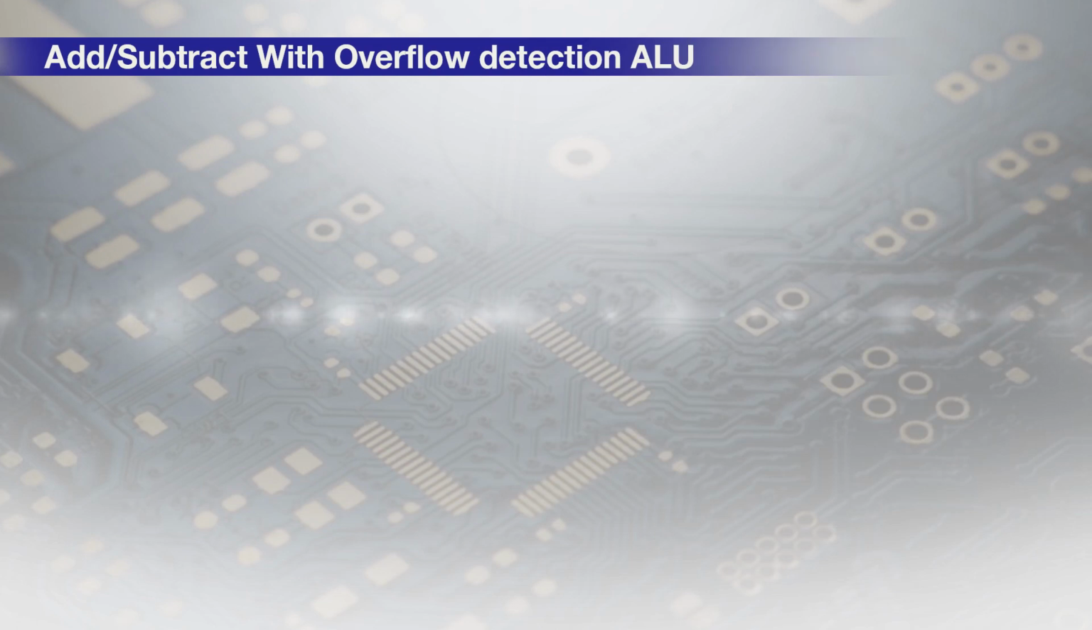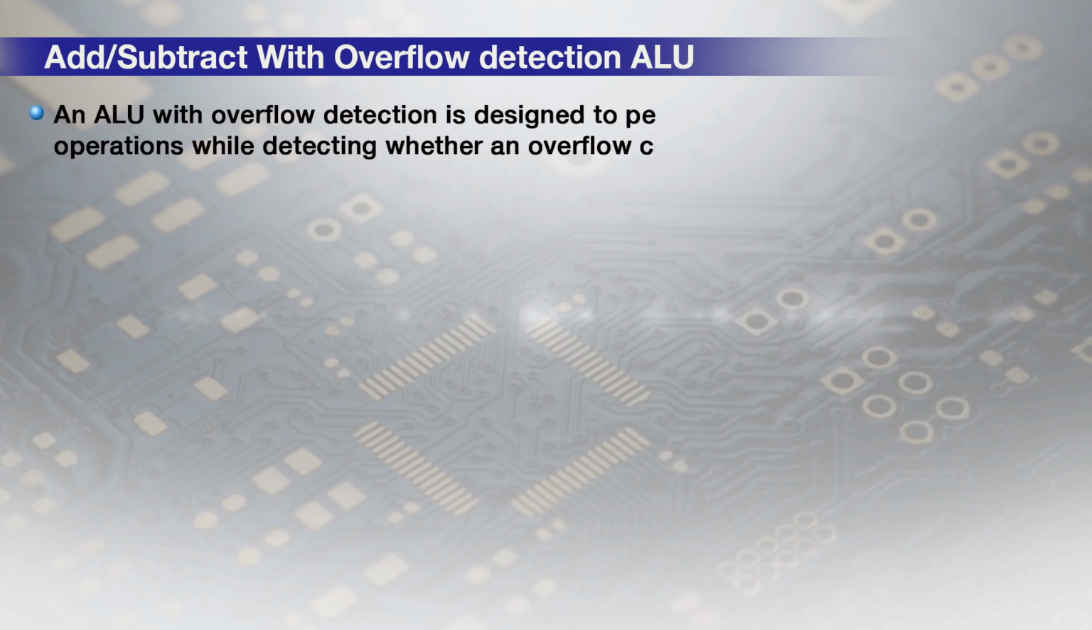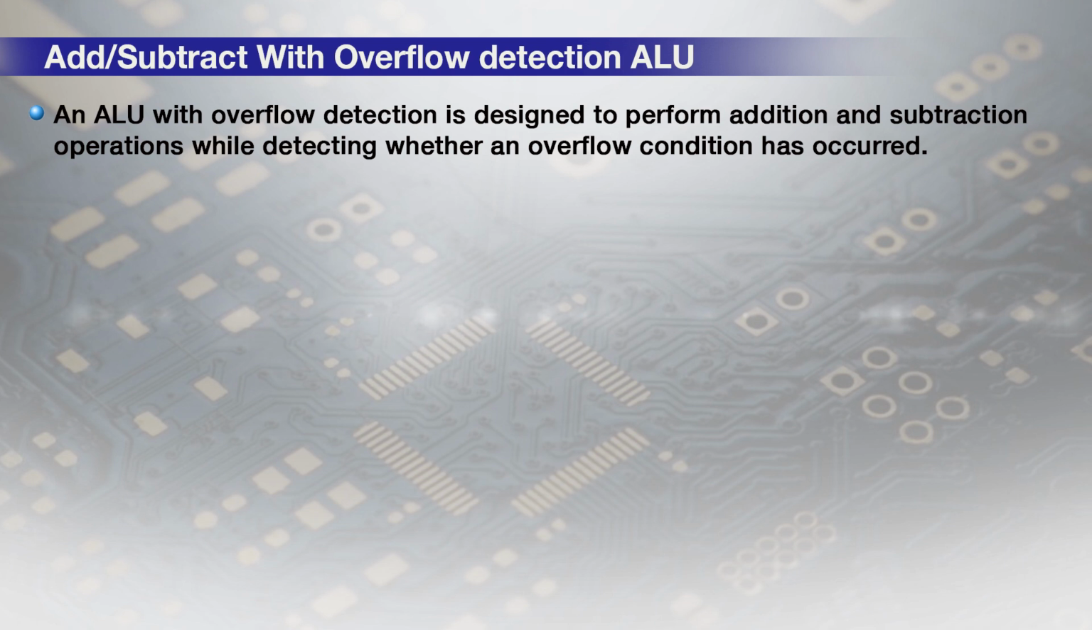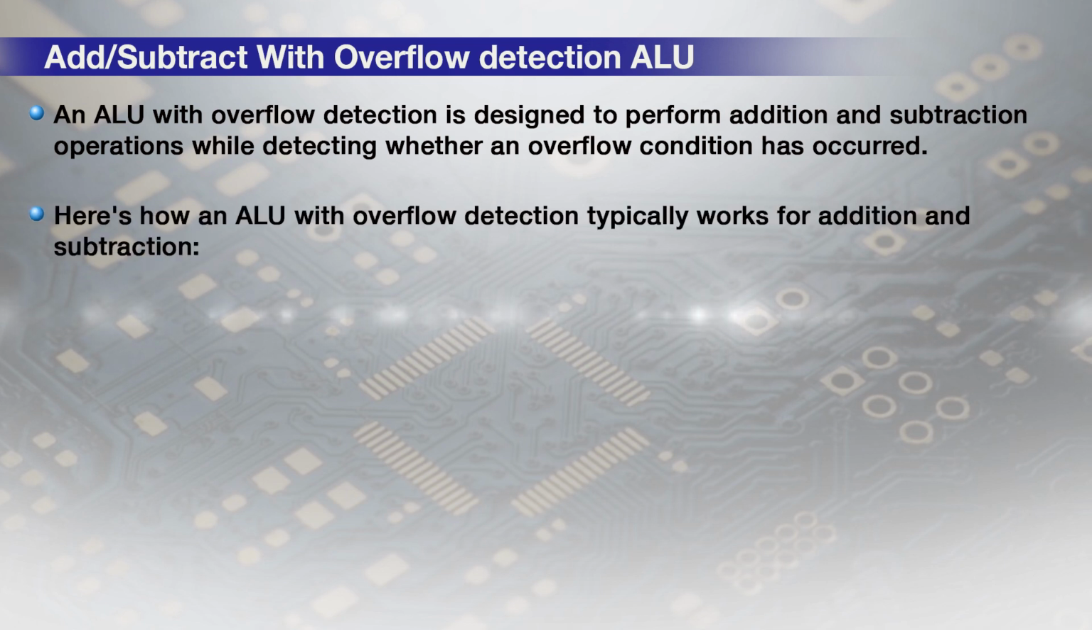Now we discuss addition or subtraction with overflow detection in the ALU. An ALU with overflow detection is designed to perform addition and subtraction operations while detecting whether an overflow condition has occurred. Here is how the ALU with overflow detection typically works for addition and subtraction.